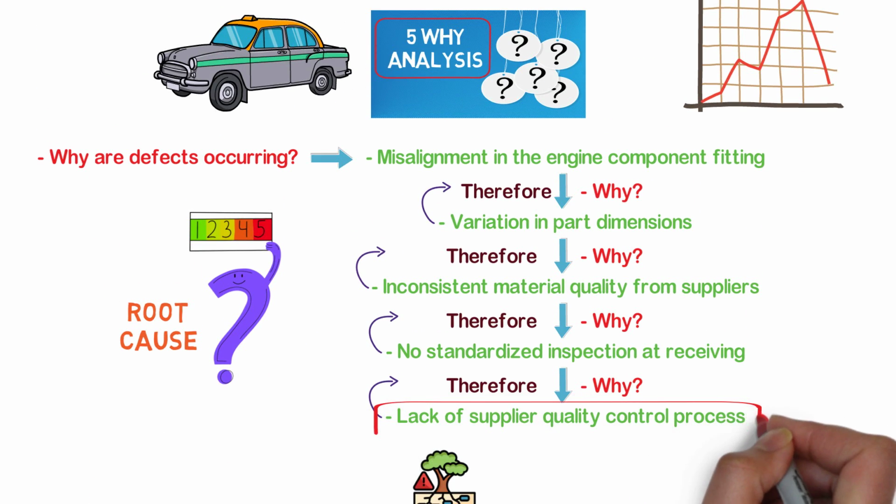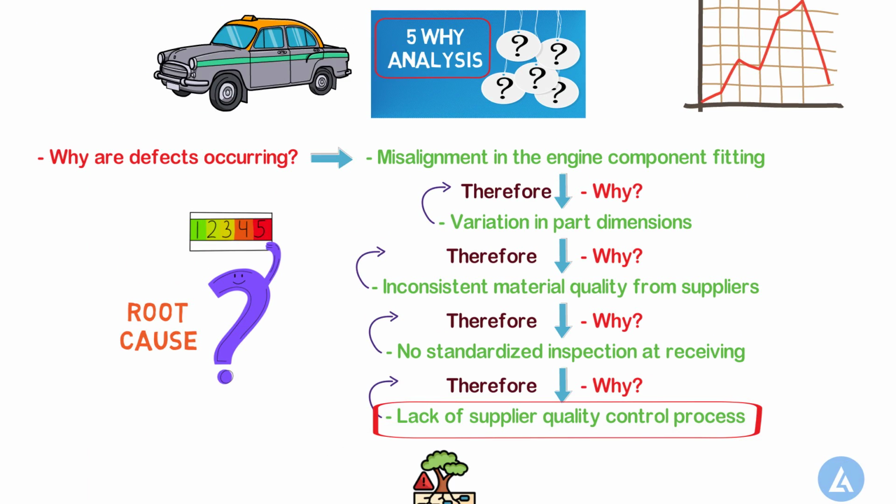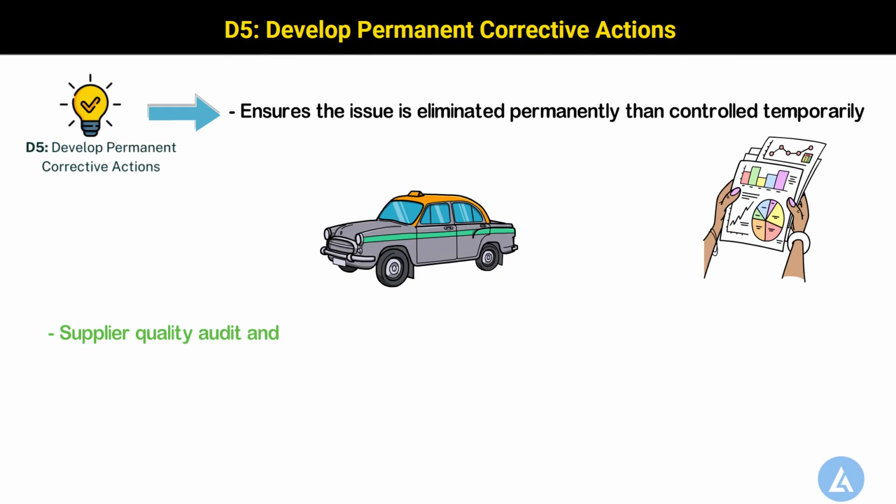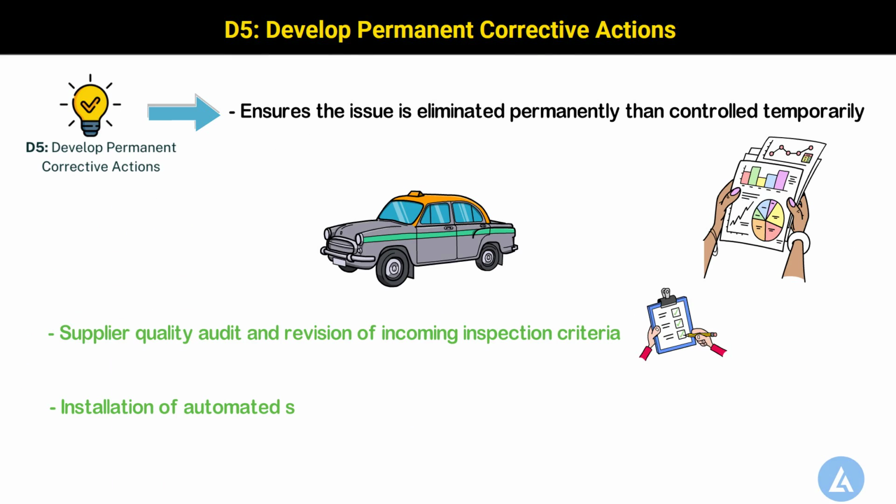As we have identified the root cause as lack of supplier quality control process, we can initiate a supplier quality audit and revision of the incoming inspection criteria. We can also initiate the installation of automated sensors to detect the misalignment in engine components in real time.